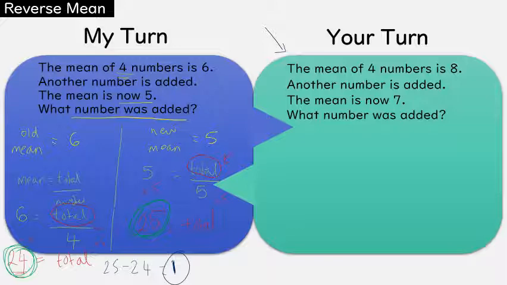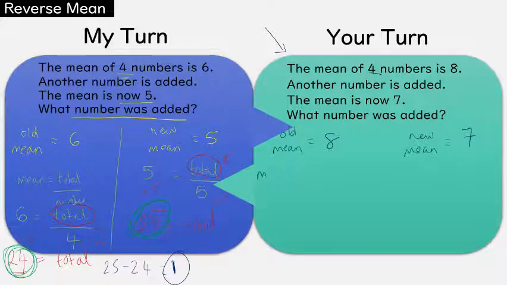Okay, really well done if you had a go at this. Write out what I did before. Old mean equals, new mean equals. Okay, so the old mean, when there was 4 numbers, was 8. And 1 number is added, so there's now 5 numbers, and the new mean was 7.